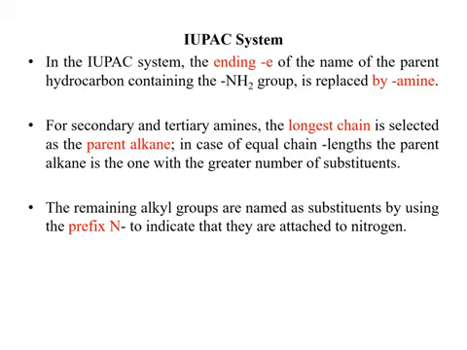as we know from the nomenclature of alkanes, alkenes, alkynes, alcohols, and phenols, that the longest chain is taken as the parent chain. And in case of equal chain length, the parent alkane is the one with the greater number of substituents. The remaining alkyl groups are named as substituents by using the prefix "N" to indicate that they are attached to nitrogen.